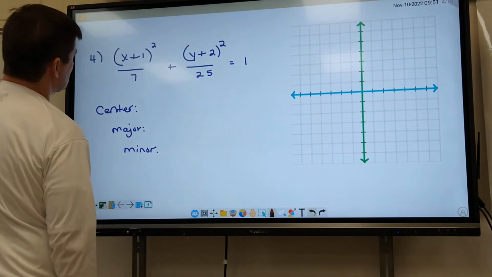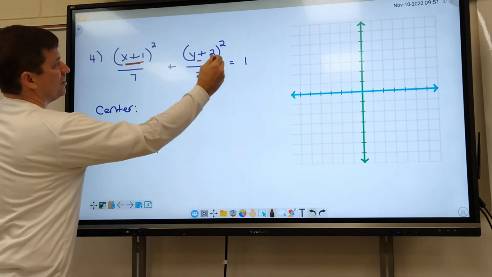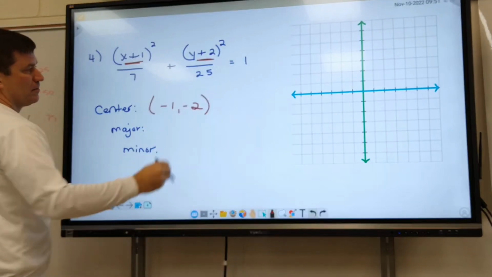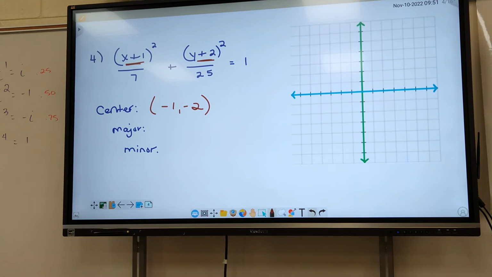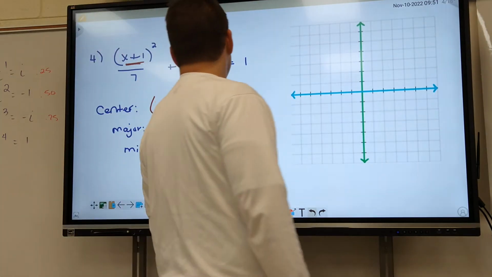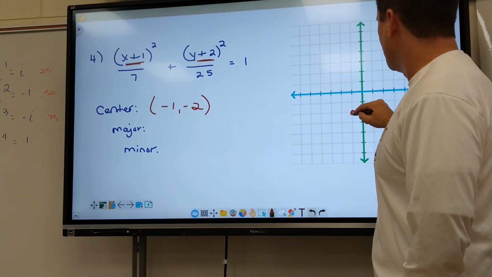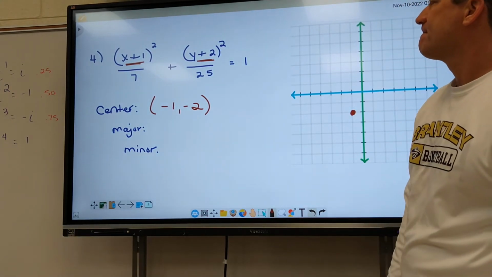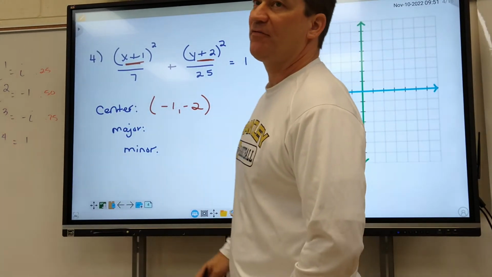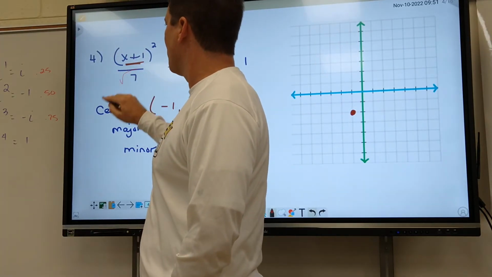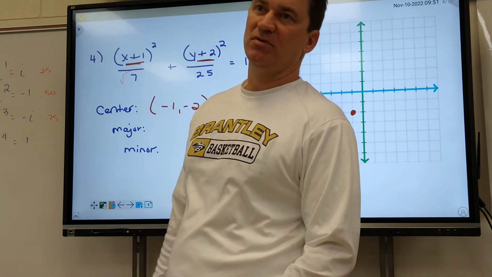All right, Hannah, to find your center on 4, I just flip my signs here. So I got negative 1 and negative 2. That's my center. So now I go to my center, negative 1 down 2. That's my center right there. All right, so to find out how far you move on the x-axis, glad you got your calculator in hand. Find the square root of 7 for me. Tell me what that is in decimal.